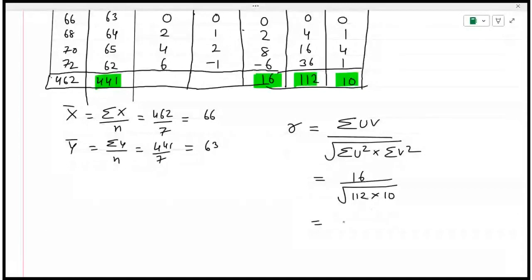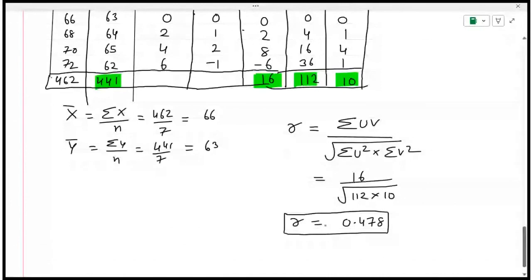0.4780. You have to find the final answer, na? Yes, sir, it's like 0.4478. Okay. So students, this is the correlation coefficient between x and y.